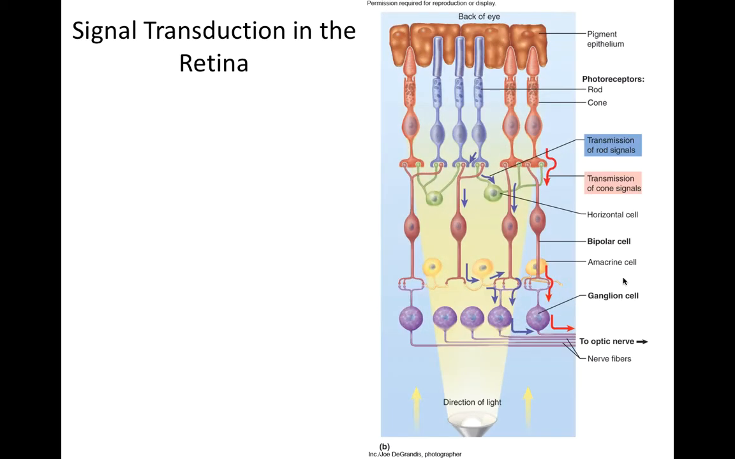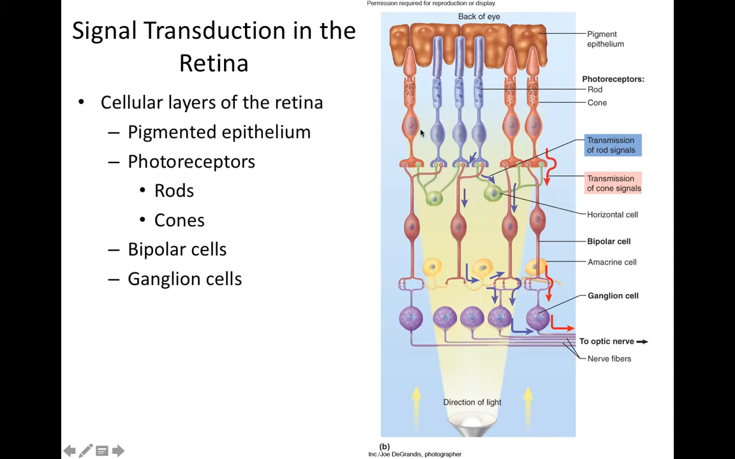All right, so let's talk about how light is going to interact in the eye. Light is going to come in this direction, and the signal is then going to proceed in this direction. So light comes in here, activates our photoreceptors, which are rods and cones, and then they synapse with the bipolar neurons, and the bipolar neurons then synapse with the ganglion cells, and the axons coming off of those are going to be your optic nerve.